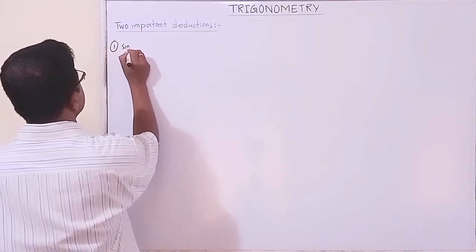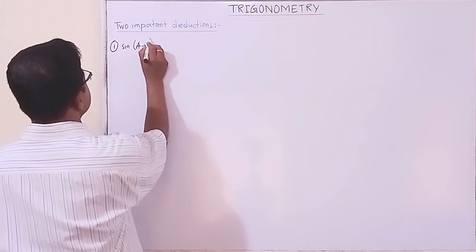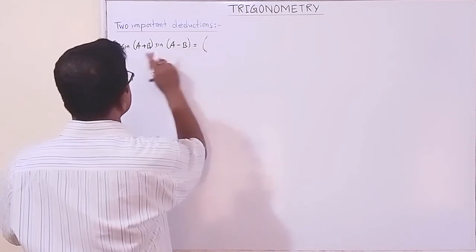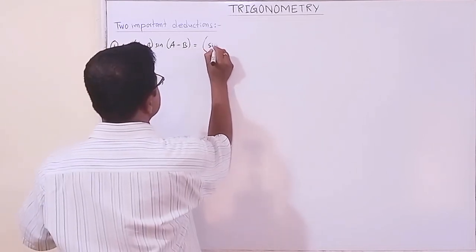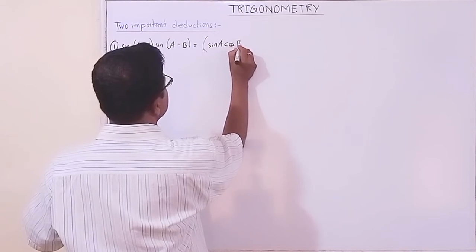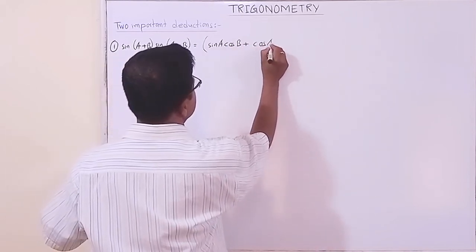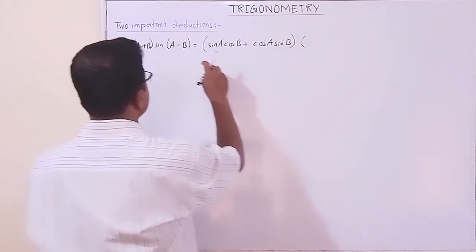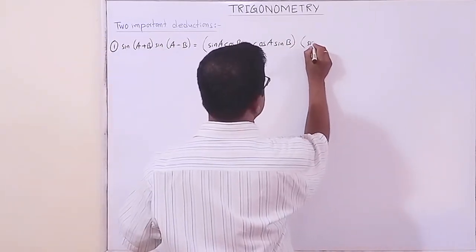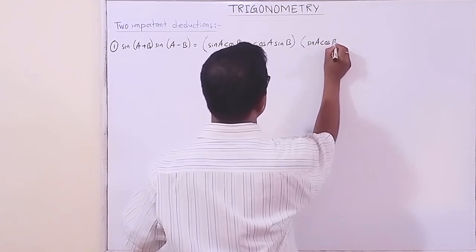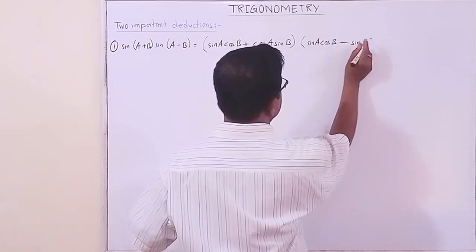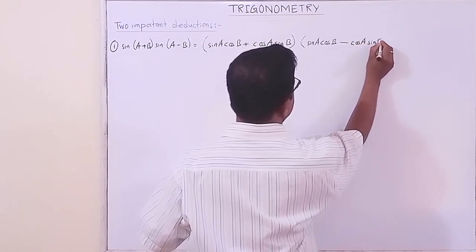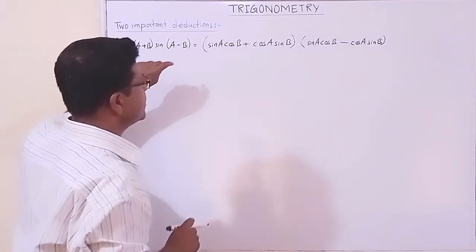sin of A plus B into sin of A minus B. Okay, what is sin of A plus B? sin A cos B plus cos A sin B, into what is sin A minus B? sin A cos B minus cos A sin B. Okay, the formula is very simple.